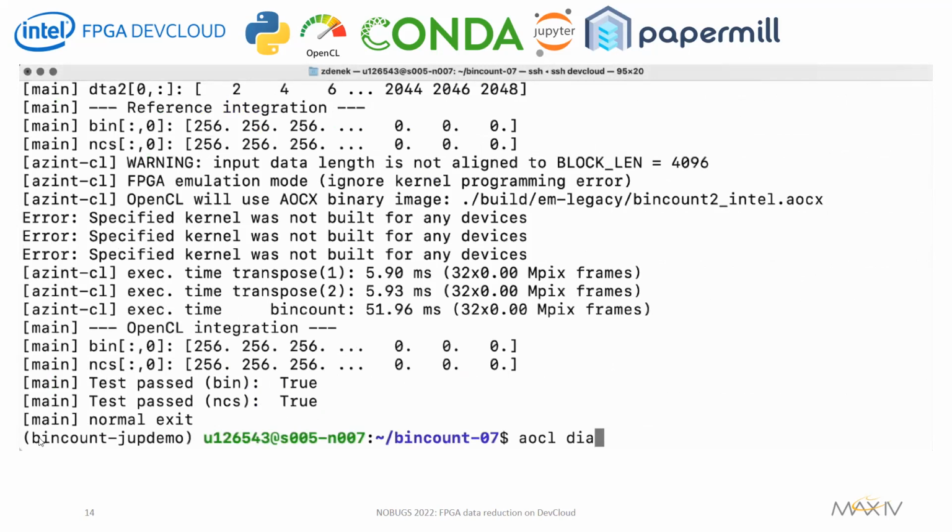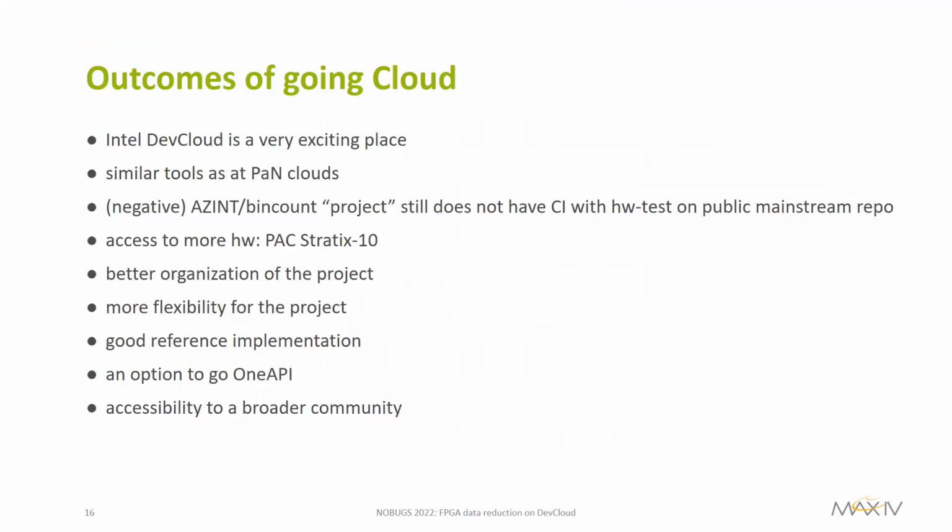Yeah, so the result, the outcomes of going to the cloud, was that I consider Intel DevCloud a very exciting place. I cannot compare it with anything else. As I mentioned, at Expanse we have a similar activity of building a cloud for photon science users, and I'm surprised that this DevCloud is using very similar tools, which is telling me that we are on the right way.